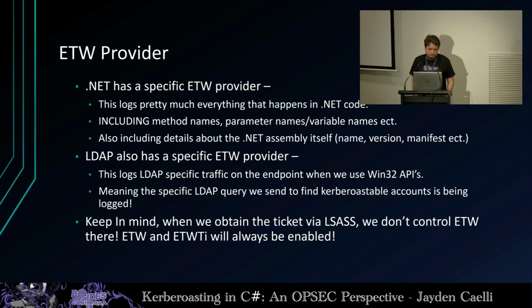So ETW. In our example, there are two specific ETW providers that we need to care about. One is a .NET ETW provider. This logs pretty much everything in .NET code. So this will log your function calls, your parameters, potentially your output. Basically everything in .NET is being logged. Even stuff like the .NET assembly manifest itself can in part appear in ETW logs. LDAP also has one itself that will be seen whenever we use the Win32 APIs to do the LDAP query. So what that means is on the client endpoint, all of our LDAP traffic can potentially be seen by ETW and then monitored elsewhere.